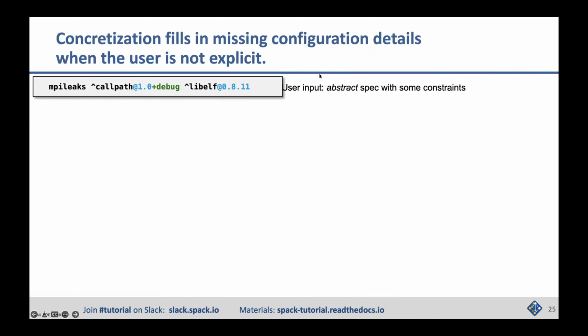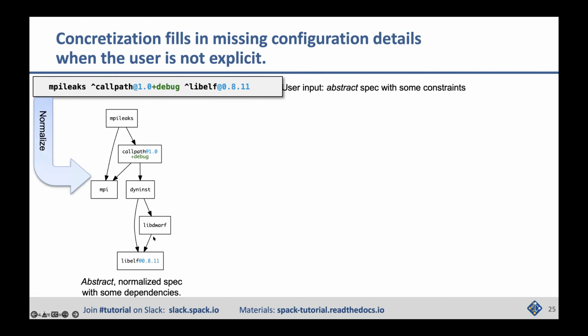So we talked about concretization a little bit. You saw what it was doing in the basics tutorial. What it's really doing is taking an abstract specification for a package like this with a few constraints, and it's filling in all the configuration details where the user is not explicit. So if you ask Spack to install mpileaks with the callpath library at version 1.0 plus debug and libelf at 0.8.11, it normalizes that spec, so it builds out the graph and puts the constraints on the graph for you.